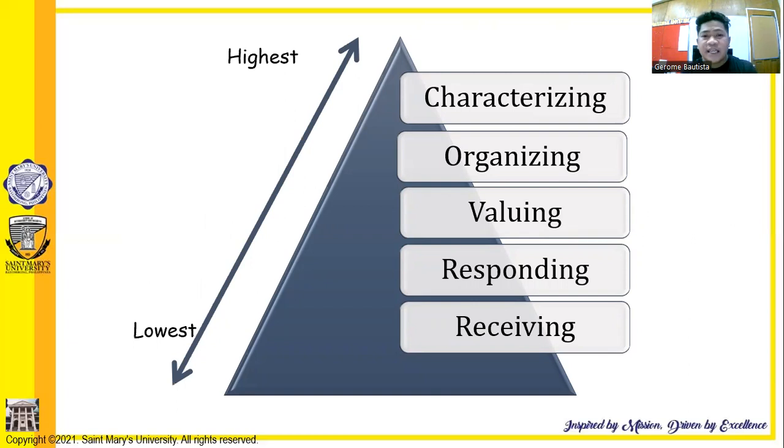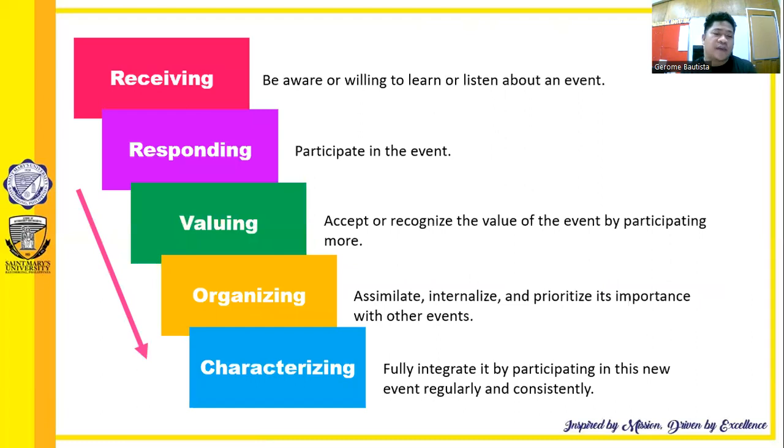So what are the differences among these levels? We have here some brief descriptions of each level. Receiving is only being aware or willing to learn or listen about an event. You can see here that the focus of the learning is about the event, those things that happen inside the classroom. What are the students going to do to develop their affective domain? Participate in the event, that's responding. Receiving is simply listening, for example, but responding is reacting to what they have listened to.